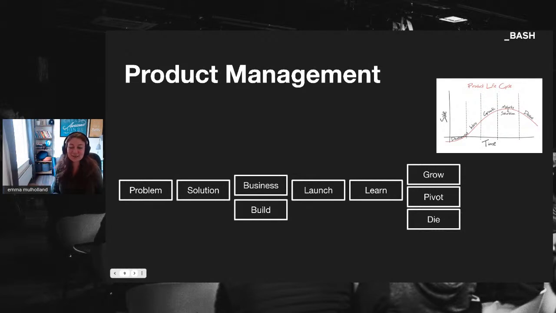Or in this learn cycle, you might realize, okay, our technology is sound, but the users we were targeting were wrong and we need to pivot to a different user. Or it might be that these users are correct, but the solution isn't quite right and we pivot to something different. Or you're part of that 80% that just die and you're not successful at all. But if you do launch and grow, then you're into an optimization mode, and that's a completely different type of product management.